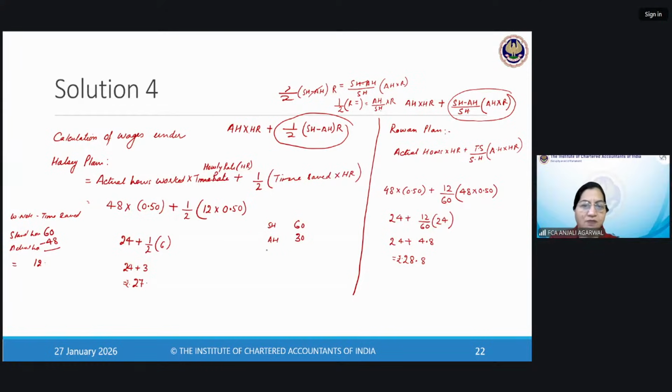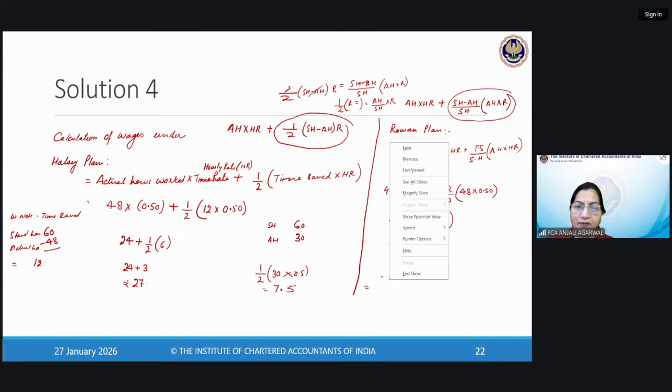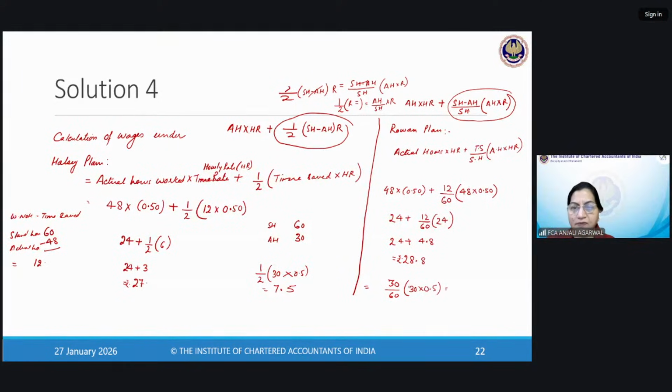Just see how much bonus Halsey will give. Half of time saved. Time saved is 30 into 0.5, which is 15 by 2, 7.5. And here, time saved 30, standard hours 60, into actual hours into hourly rate. So once again, 30 by 60 becomes 1 by 2, and 1 by 2 into 15 is 7.5.